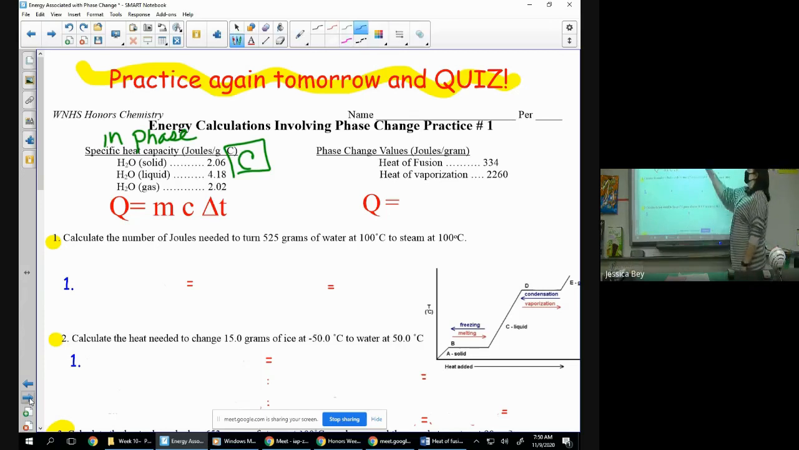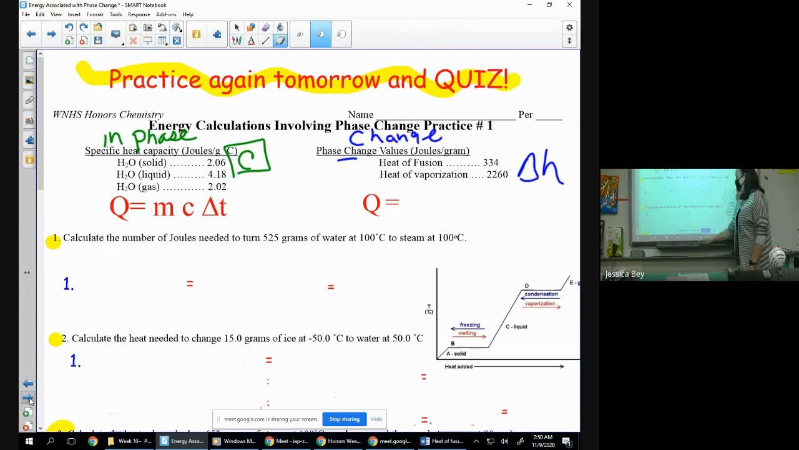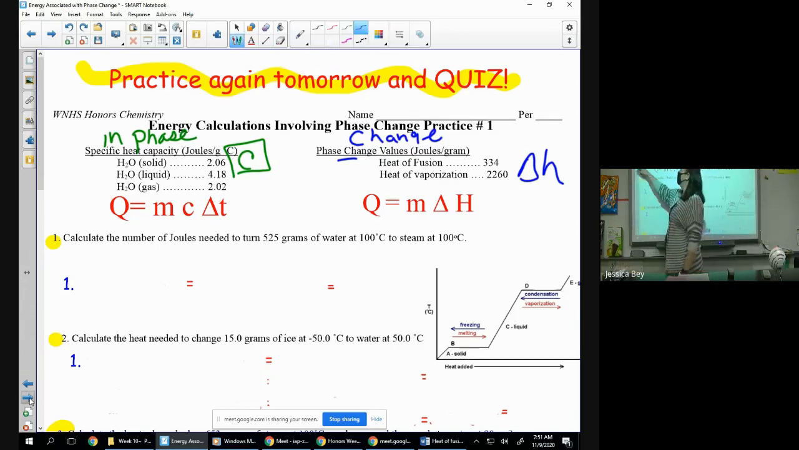This is when it says phase change, changing phase. This is my delta H value. And you just do your mass times delta H. Okay. So if you have all this information, and you will have both of these things on your quiz tomorrow at the end of the period, we're ready to go. Hardest part is reading the question.